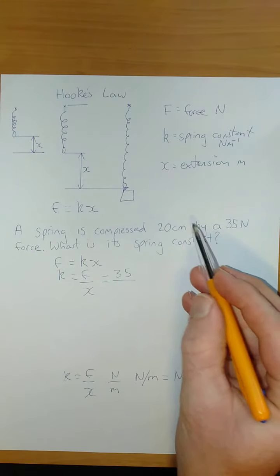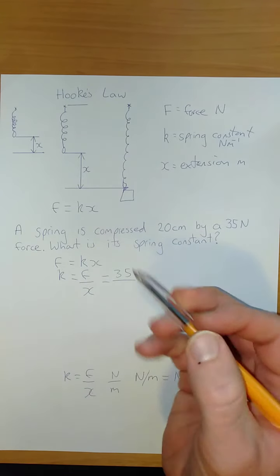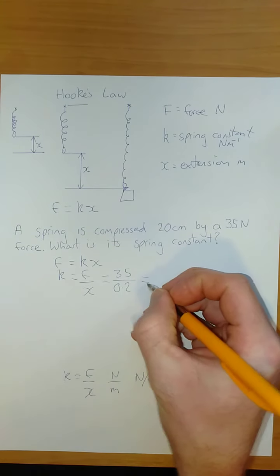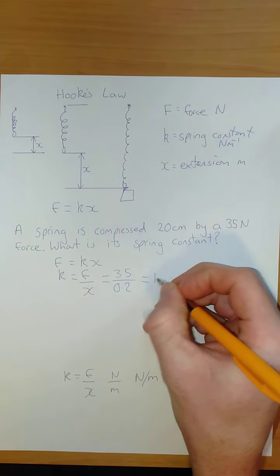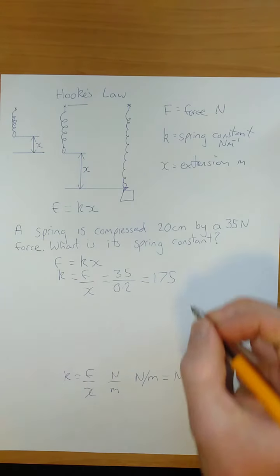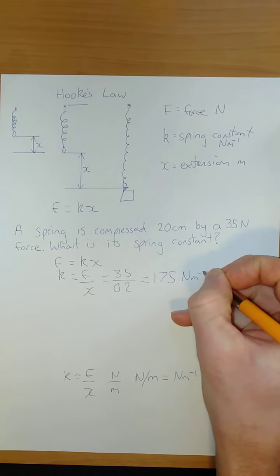And here's our little trick. It's been given to you in centimeters. You need to know that there is 0.2 meters. And then you do your calculation and it works out to be 175. And we know from just down here that that is going to be Nm^-1 for its unit.